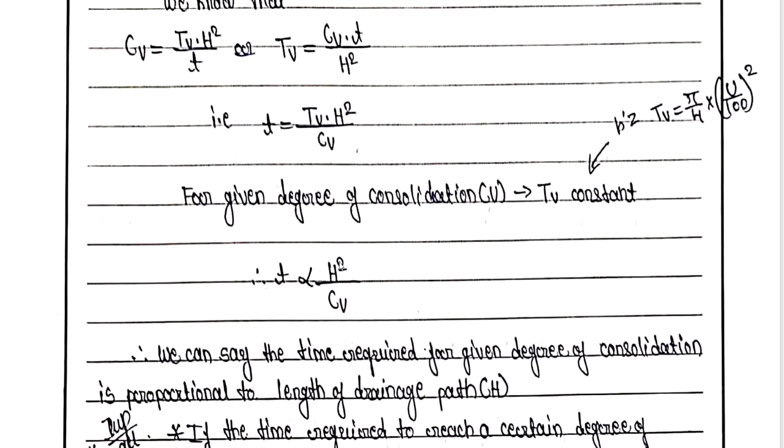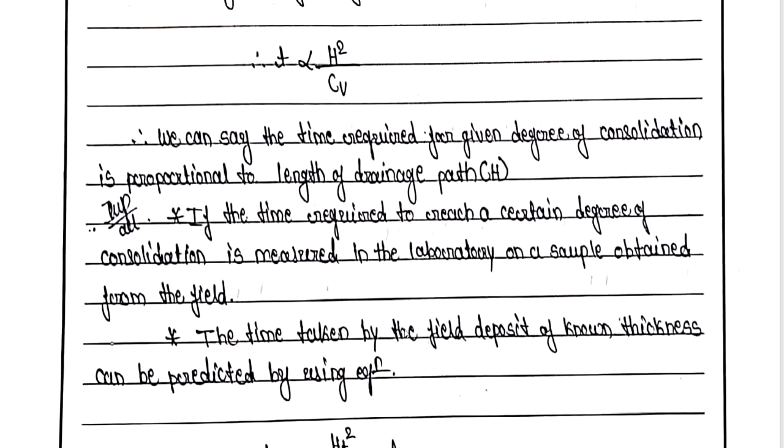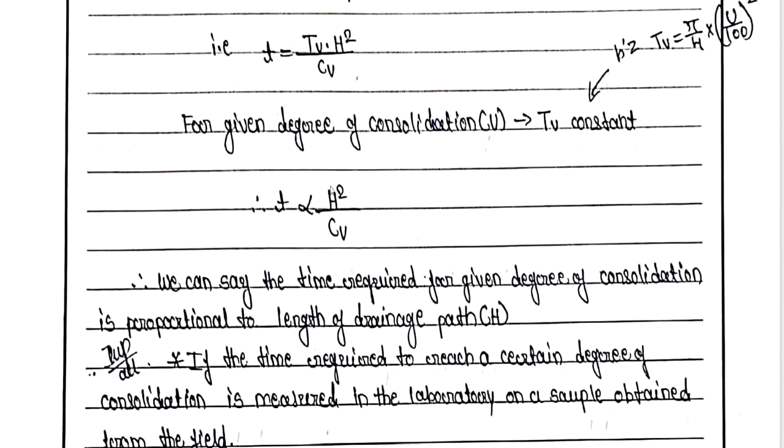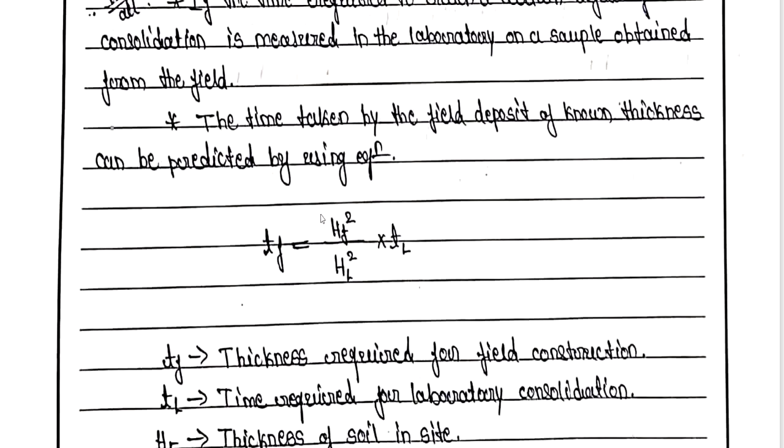Next, the time required to reach a certain degree of consolidation, if it is measured in the laboratory on a field sample. So if I collect the sample from the field and measure the time required for a particular degree of consolidation in the laboratory, then I can predict the time taken by the field deposit of known thickness. Why do we need to know the thickness? Because time required will depend upon the thickness or length of the drainage path.